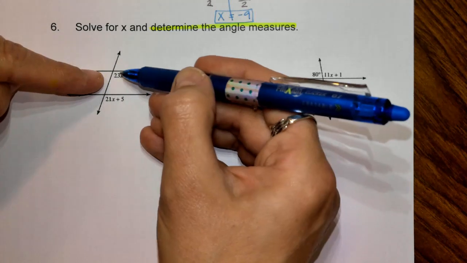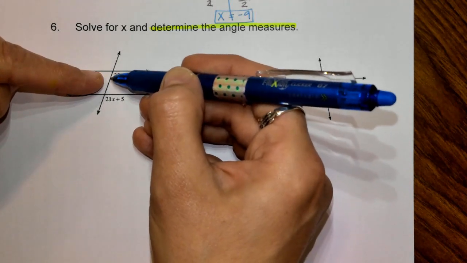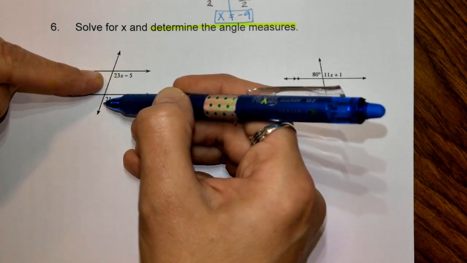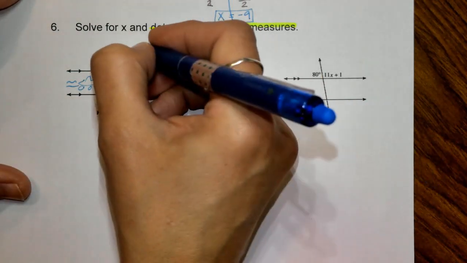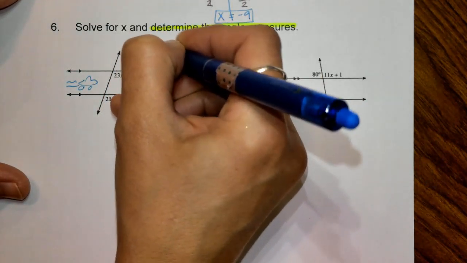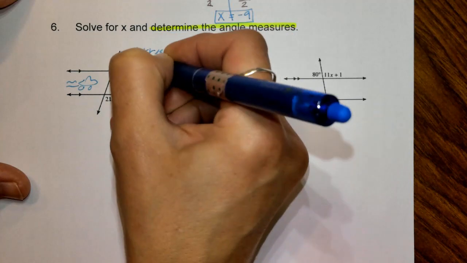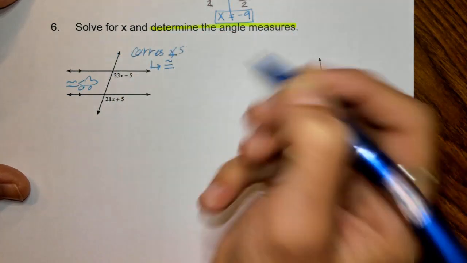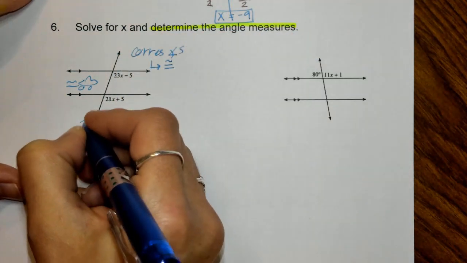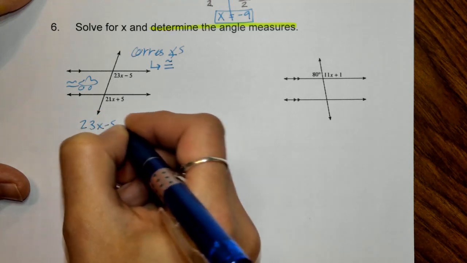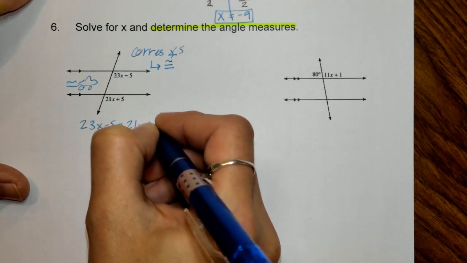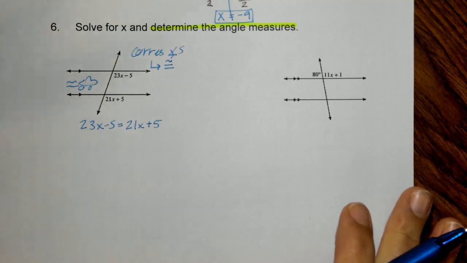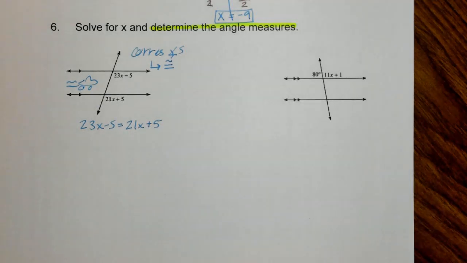We're interior or exterior? Oh, one's interior, one's exterior. Okay, take a look. This one up here, the top intersection, is on the bottom right. This one is on the bottom right. We have here corresponding angles, which we learned are congruent. So we're going to set these equal to each other. 23x minus 5 equals 21x plus 5. Go ahead and solve for x. X should have been 5.